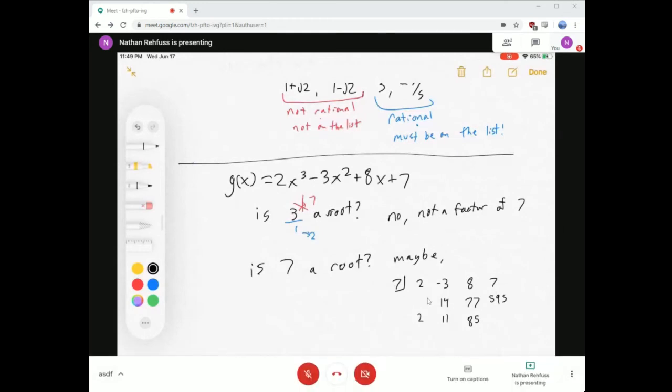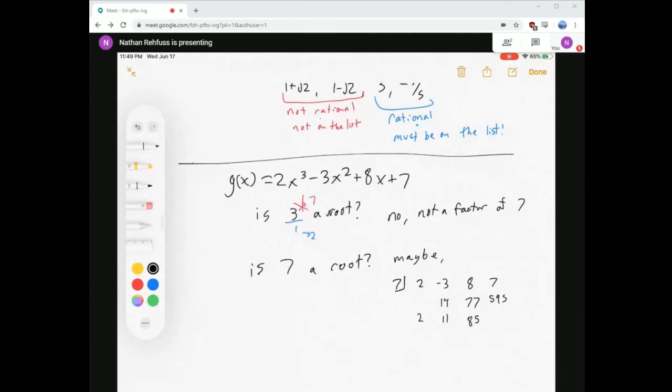Quick and dirty way to get that. 7 times 8 is 56, so that gives me a 560. 7 times 5 is 35. 560 plus 35 is 595. And 7 plus 595 is 602, so the answer is no. G of 7 is not 0, it's 602. It's a big honkin' number.